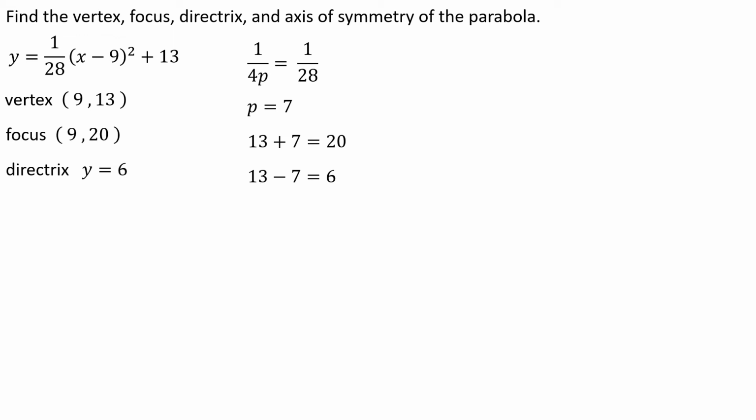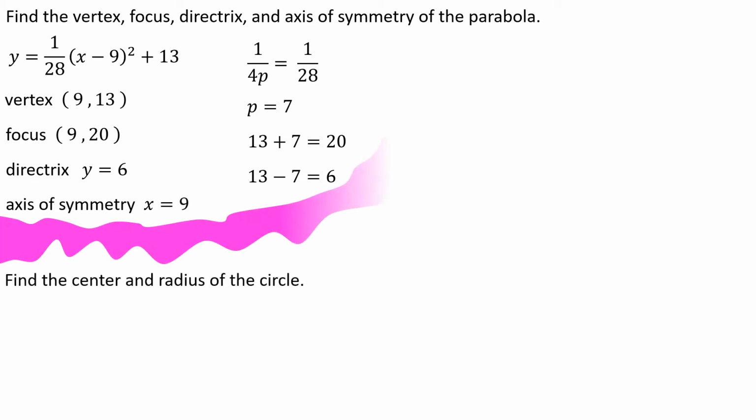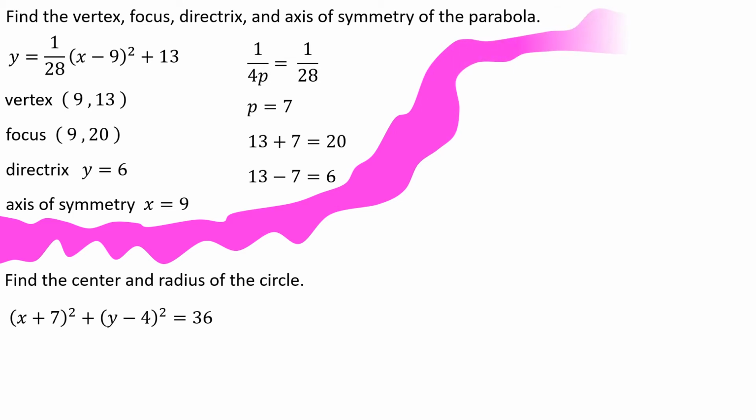Remember, the focus is a point, so I need an x, comma, y inside parentheses. The directrix, though, is a line, so I need the equation of a line. In this case, y equals 6. Axis of symmetry, well, it's got to go through the vertex and the focus. It looks like x is stuck at 9. Again, the axis of symmetry is a line, so I need the equation of a line.